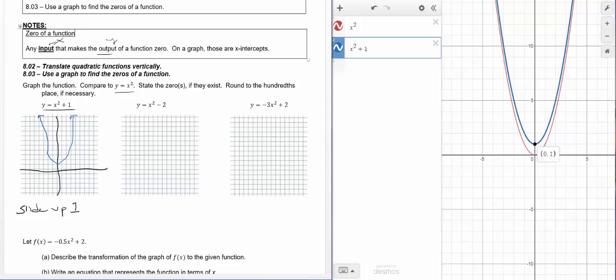State the zeros. Where does the blue graph cross the x-axis? It does not. So there are no zeros, because this graph does not ever cross the x-axis.